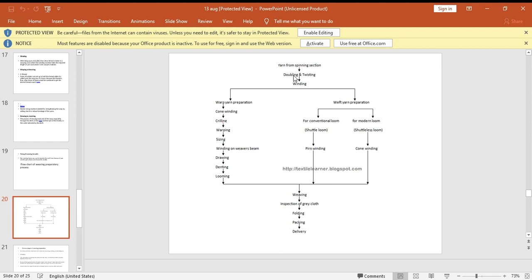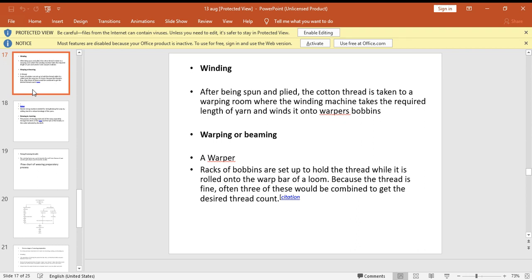From the spinning section the yarn is obtained, and it is given doubling and twisting. Then winding. Just as I told about what winding is: after being spun and plied, the cotton thread is taken to a warping room where the winding machine takes the required length of yarn and winds it onto the warper's bobbins. That means whatever the length of yarn we are going to require, that is wound onto the warper's bobbins. That is called winding.